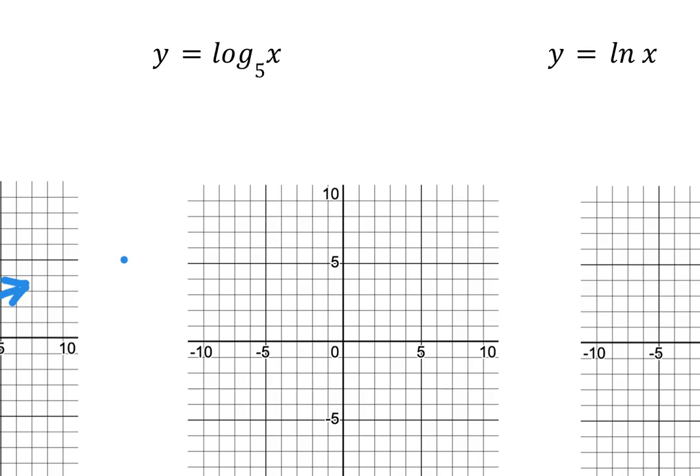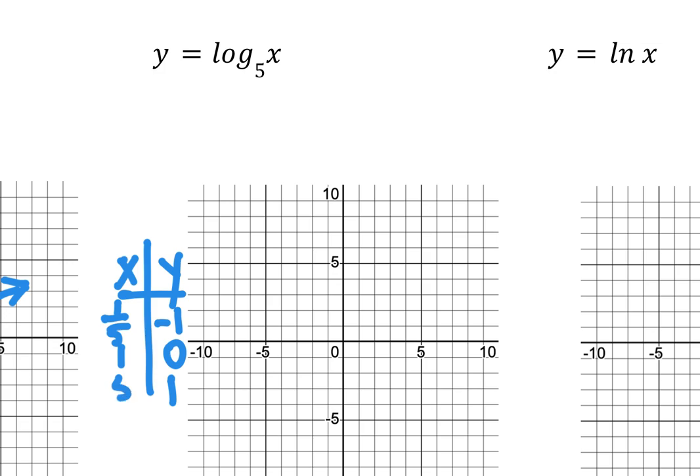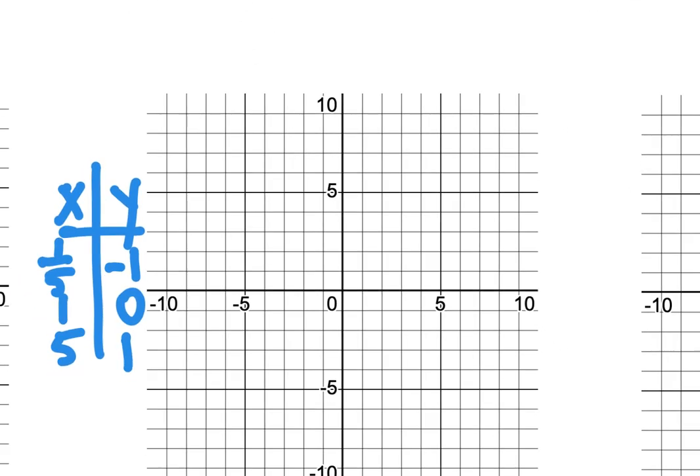So we have our x and y chart, x, y. Our y's are -1, 0, 1. Now for -1, our x is 1 over b, which is 1 over 5, and 1, and our base is 5. So now let's go ahead and write our vertical asymptote here. There we go, vertical asymptote.